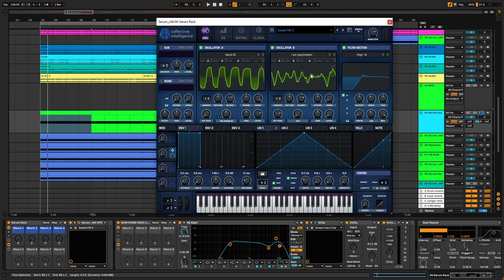which results in oscillator B triggering from the same phase each note, while oscillator A will have a different starting point or phase each time a note is pressed. So now it's going to sound like this.